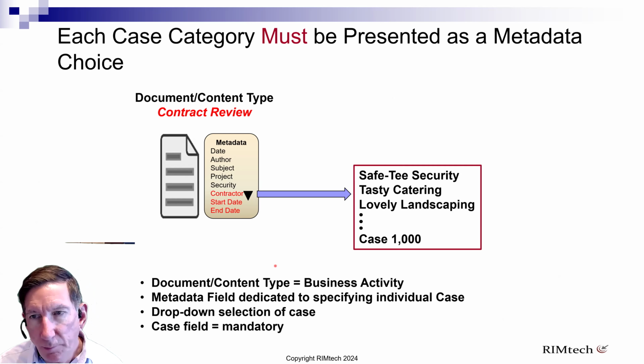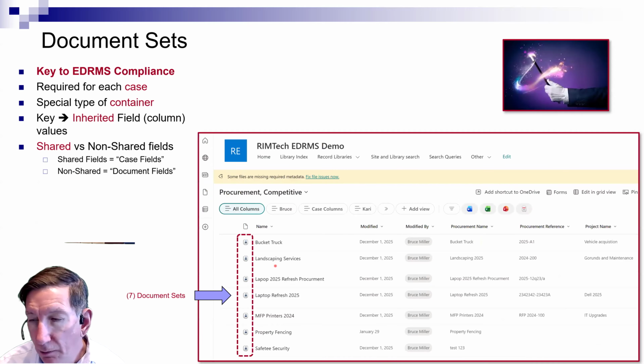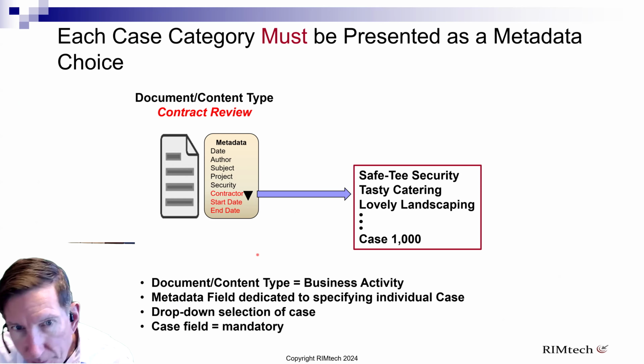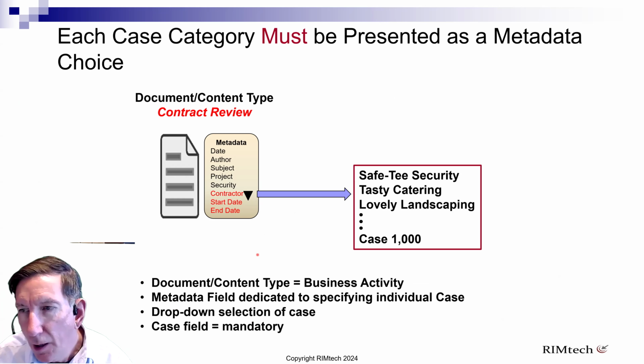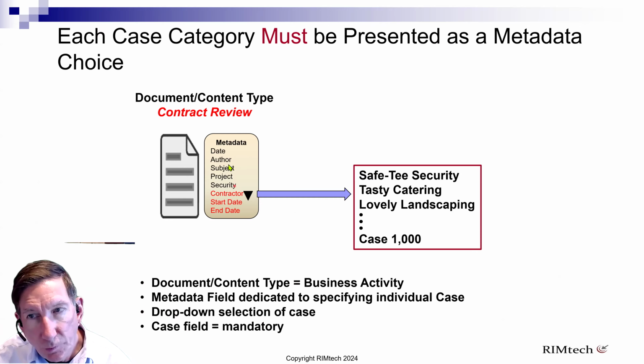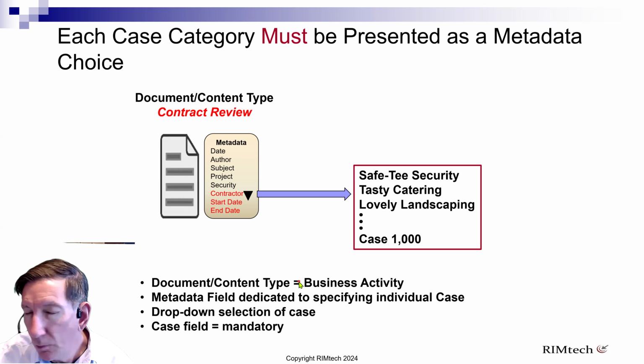The mechanism in a healthy EDRMS is shown right here. Document sets. It doesn't have to be. It could be a drop down, pop up, what have you. But there's no mistaking the fact that if we have 1,000 contracts, the user must be forced to choose which contract this is related to, okay? It has to end up as a column, a metadata column, one way or the other. There's no way around this.